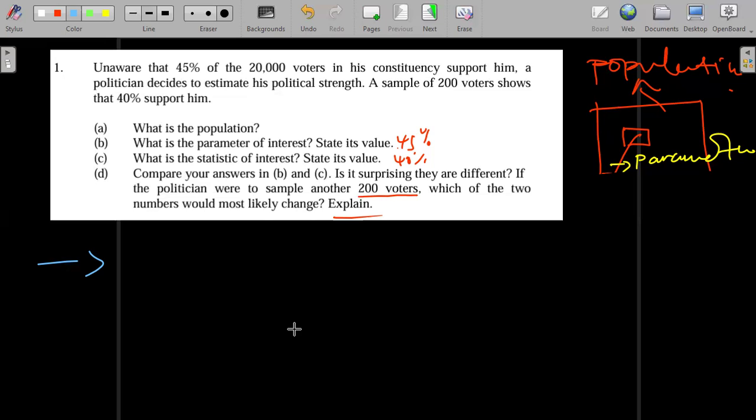But the sample may likely change because if this first sample of 200, they said it's 40% who support him, it might be that in the other sample where you have 200 voters, it might be lower than 40 or it might be higher than 40, okay? So the parameter still remains the same, but the statistic will change. Why? Because we're talking about the samples. The sample can differ from one sample to the other. It will give you a slightly different answer.